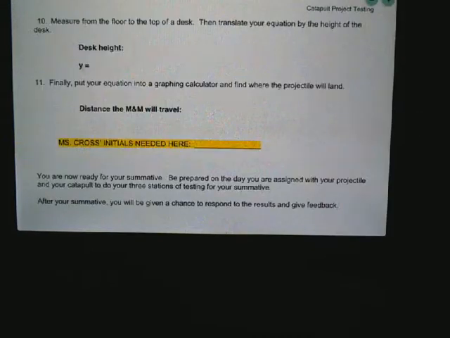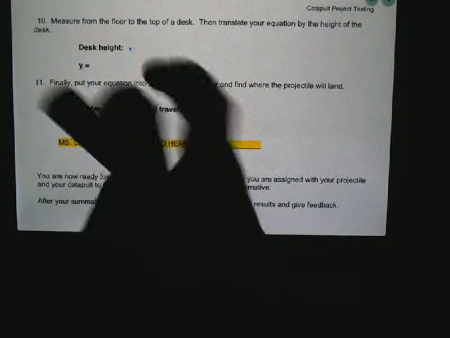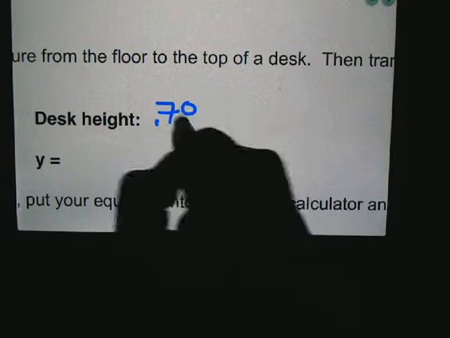Then the next step here is we're supposed to measure from the floor to the top of a desk. And I did that already, but now I forgot what it was, so just give me a second here. I'm going to measure. Okay. So it's 0.78. Oops. Desk height is 0.78 meters.